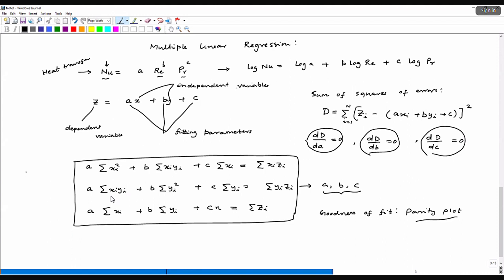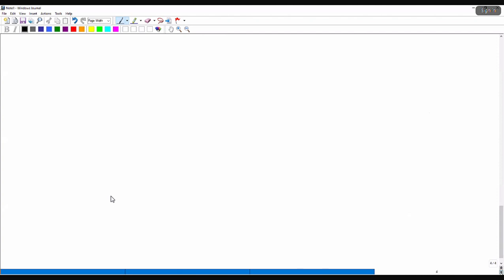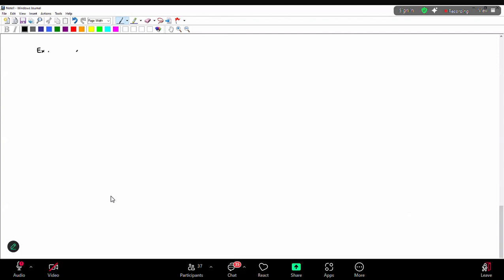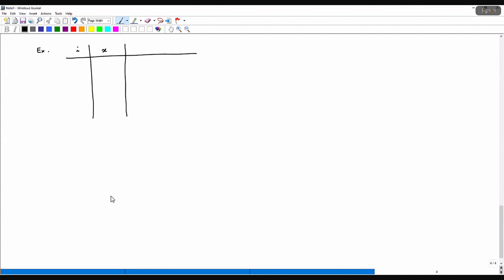So let me write down the data. Let's say I take an example. Let's say I have 5 data points and I have the corresponding values of X and Y and Z. Let's say 1, 2. So I have 5 data points.